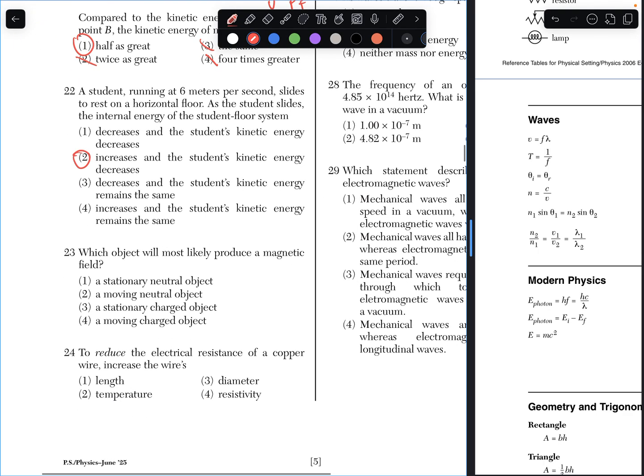Okay, which object will most likely produce a magnetic field? If we have a magnetic field, we need moving charges. So here the answer would be choice 4, a moving charged object.